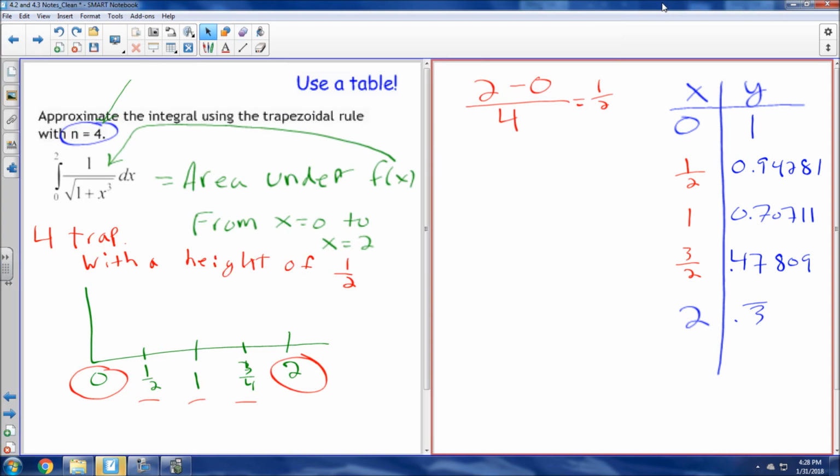So what I've done now is I've figured out what all these trapezoids are kind of looking like. So I know that I have this, basically I've got these trapezoids that kind of look like this.